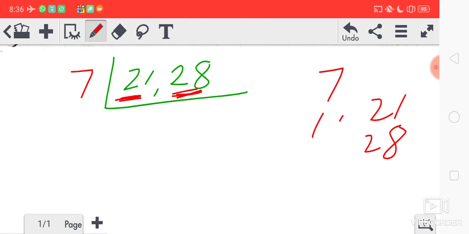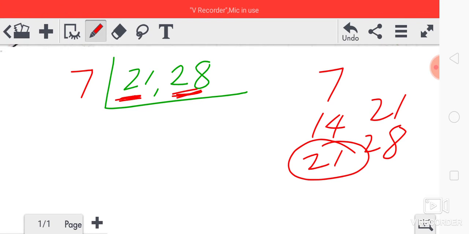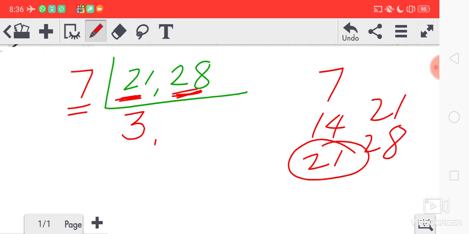7 1s are 7, 7 2s are 14, 7 3s are 21. So in how many times? 3 times. So we'll write here 3. 7 3s are 21. Okay, in the same way 28 we get in the table of 7 in how many times? 4 times. 7 4s are 28.